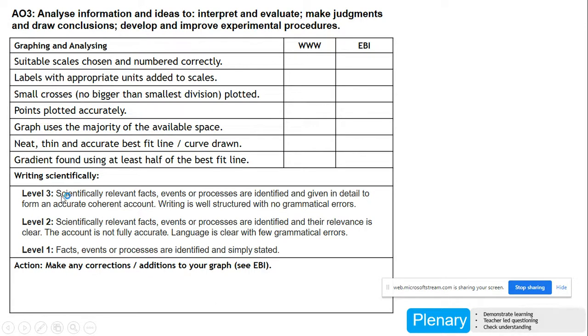This is how we write scientifically. This is a level 3. If you're a level 3, you are writing good science. Okay, your writing is well structured, no grammatical errors, and there's detail and it's coherent. Level 1 is just facts or process are being identified simply. What we're looking for you to be at is somewhere up to level 2, between 1 and 2 at your age, at your stage. You may have some level 3 writers. So have a look at those and bear those in mind when you answer these.